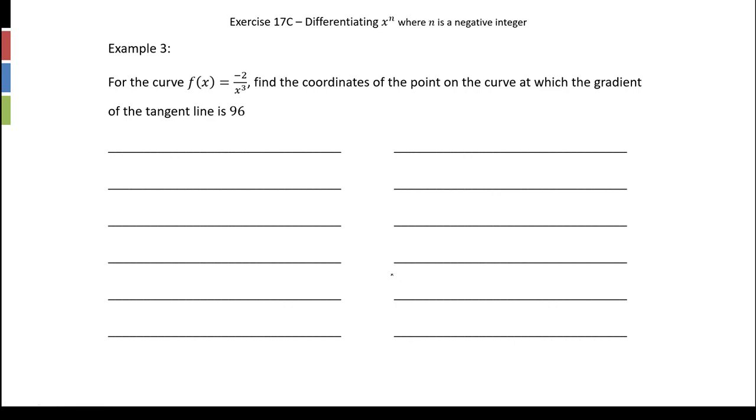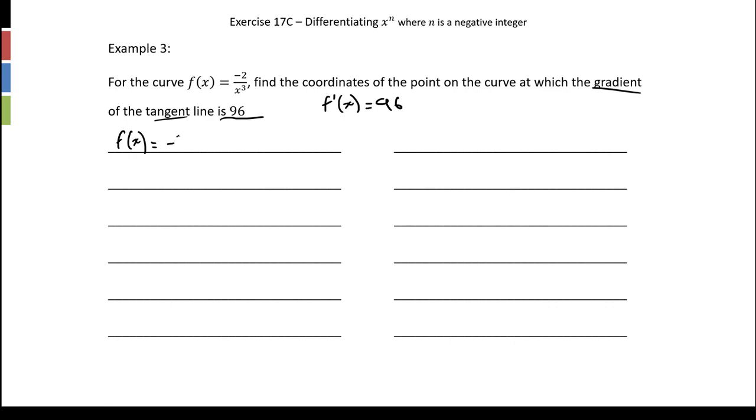Now, example 3. For the curve f of x equals negative 2 on x to the power of 3, find the coordinates of the point at which the gradient of the tangent line is 96. Find when the gradient is 96. Okay, so we have f of x is equal to. So to clarify what this is asking, we're finding when f dash of x is equal to 96. That's what it is, when the gradient of the tangent is 96. f dash of x equal to 96. So we need to find f dash of x, let it equal 96 and then solve to get x, and then once we have that we can find our y value as well.